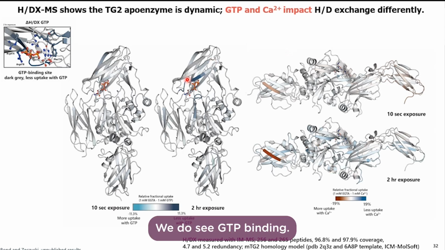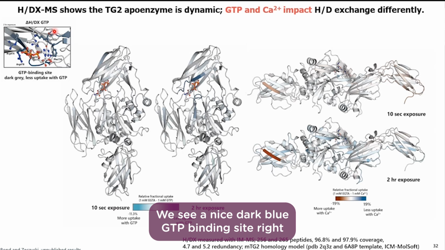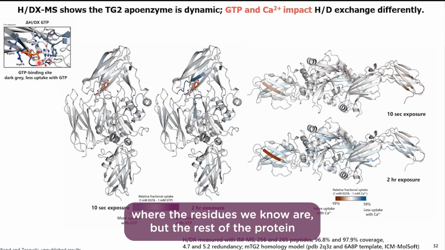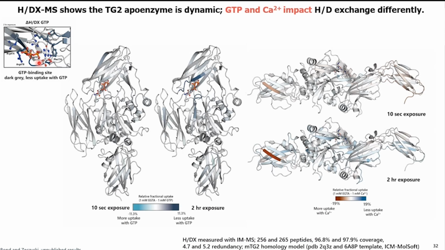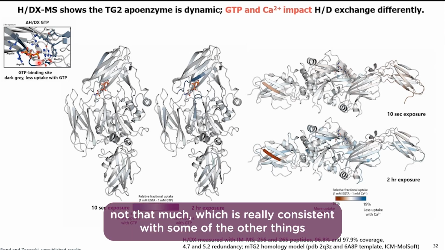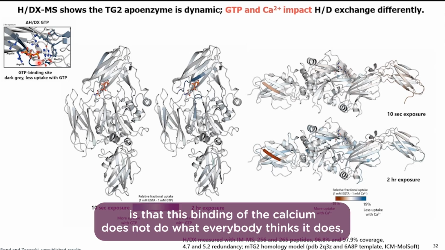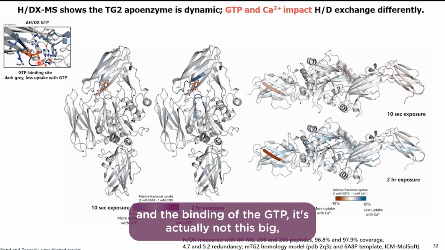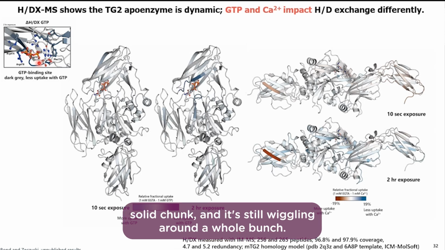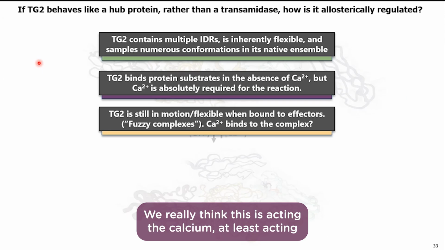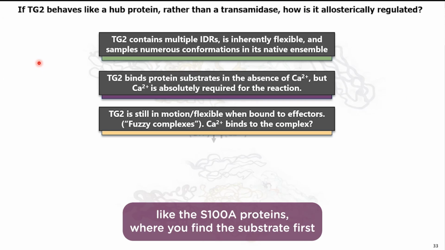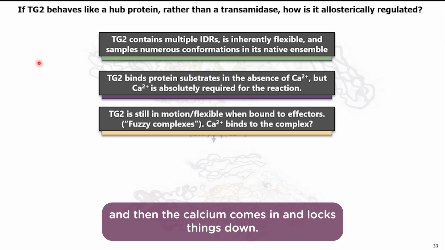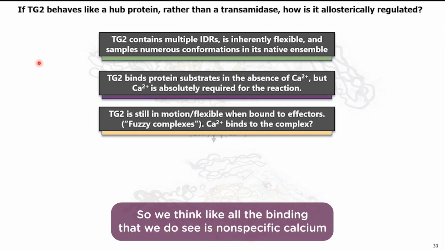Same thing with GTP. We do see GTP binding. We see a nice dark blue GTP binding site right where the residues we know are, but the rest of the protein, not that much, which is really consistent with some of the other things that we've seen, that this binding of the calcium does not do what everybody thinks it does. And the binding of the GTP, it's actually not this big solid chunk, and it's still wiggling around a whole bunch. We really think the calcium at least is acting like the S100A proteins, where you bind the substrate first, and then the calcium comes in and locks things down. Okay, so we think all the binding that we do see is non-specific calcium binding at this point.